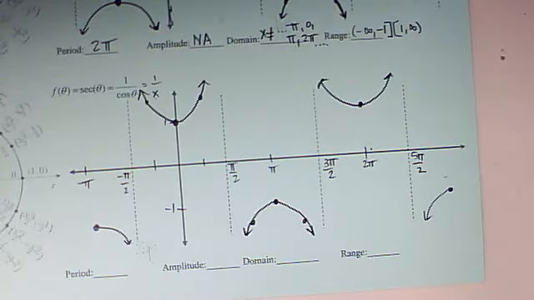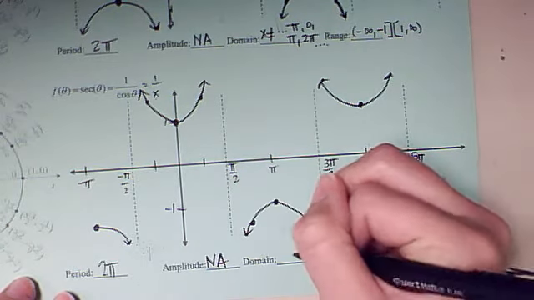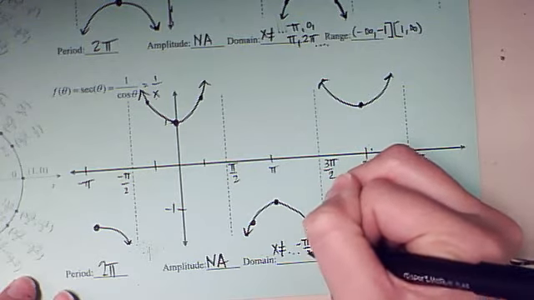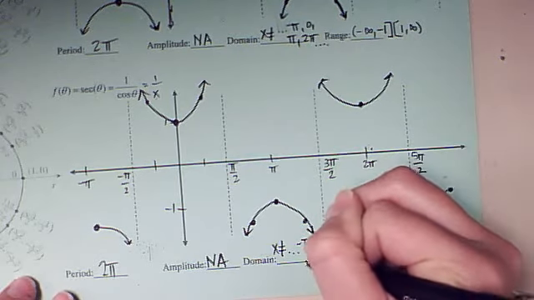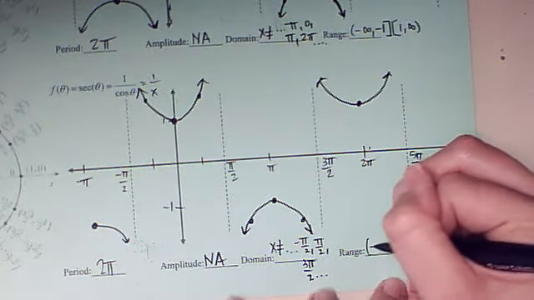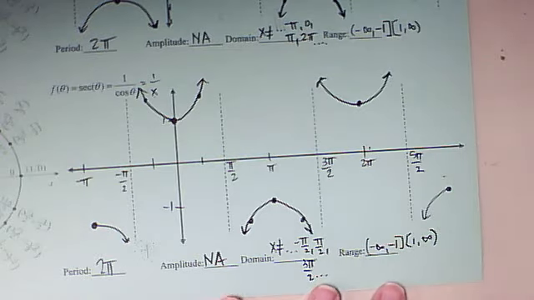And my scoops go up and down respectively, just like the top one did. The period is still 2 pi. The amplitude does not apply. The domain, the x values we want to kick out, are things like negative pi over 2, 3 pi over 2, any of the pi over 2's. The range is from negative infinity to negative 1, and from 1 to infinity, just like above.